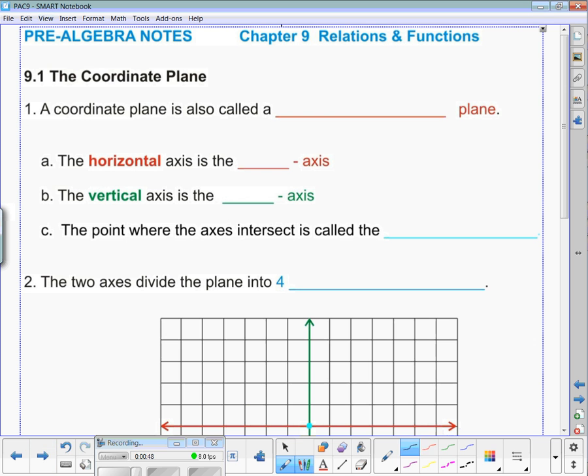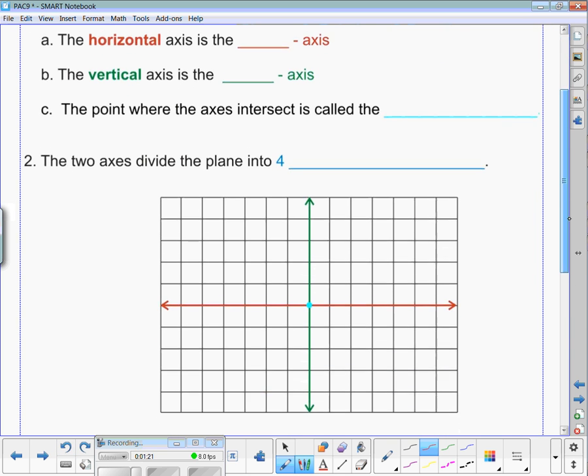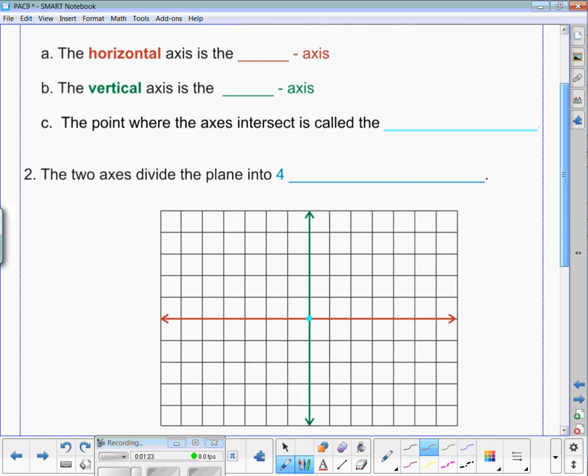All right, first off, let's start with some terminology. The coordinate plane is also called a Cartesian plane. The common name used to be Cartesian. More and more now they're starting to call it a coordinate plane, but the norm was a Cartesian plane. So they're interchangeable. You should know both. All right, the plane is broken up by two axes.